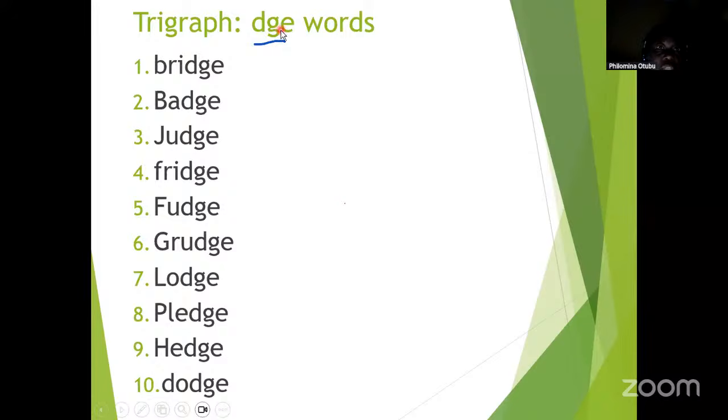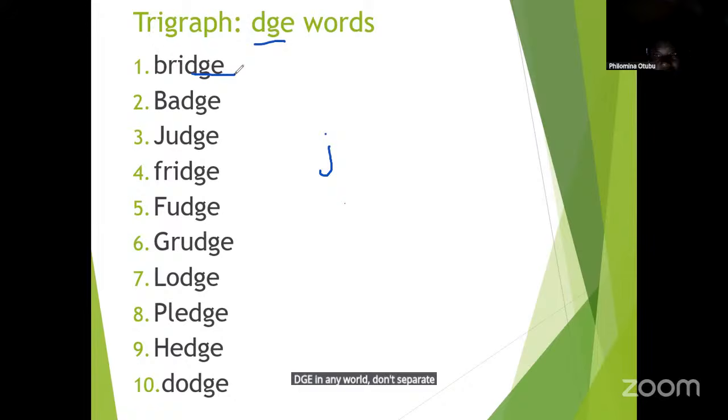Then we have DGE. DGE says J, just like us saying the J sound. So please, whenever you see DGE in any word, don't separate it. You are supposed to call it as a sound. Don't separate the letters. We have it in words like bridge.